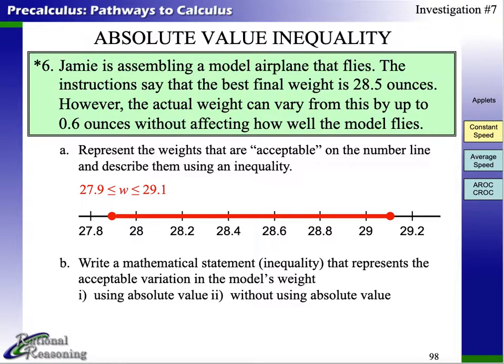How does this look as an inequality using absolute values? Again, the distance between the actual weight and 28.5 has to be less than 0.6. This absolute value means it can be above or below. We can also just list that as W minus 28.5 has to be between -0.6 and 0.6. So this is a look at the distance, or the error in the measurement. Up here, we're looking at what are possible values.